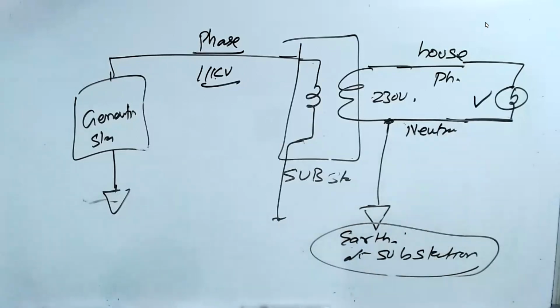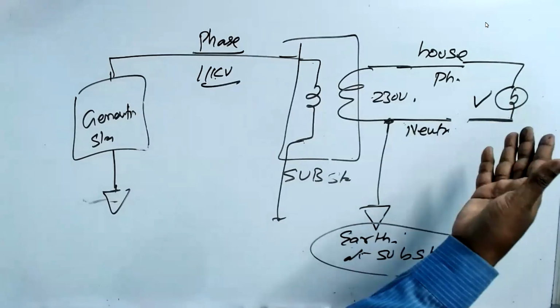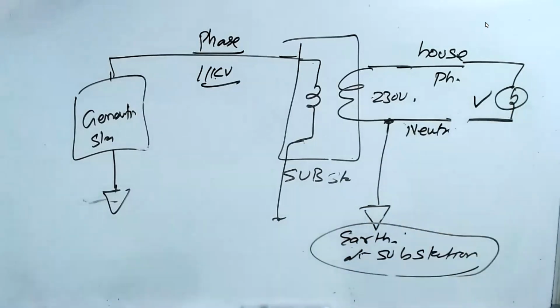But the thing is that neutral, yeah, if you cut the neutral, then the circuit is not closed. Then your bulb will not glow.